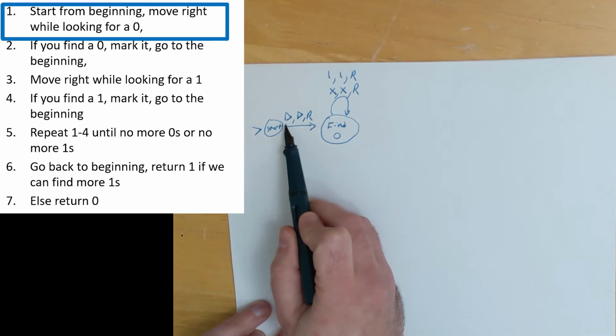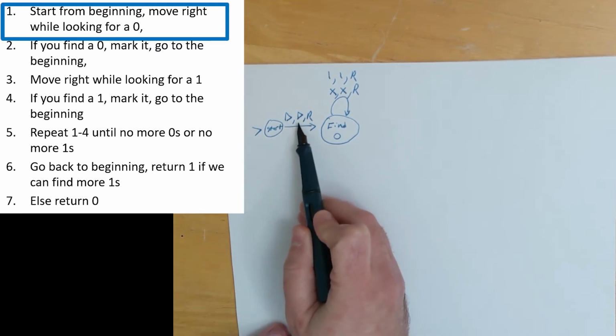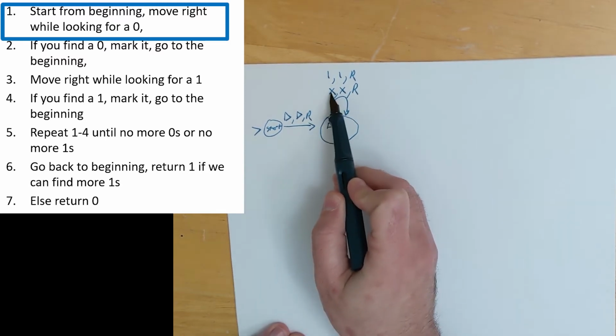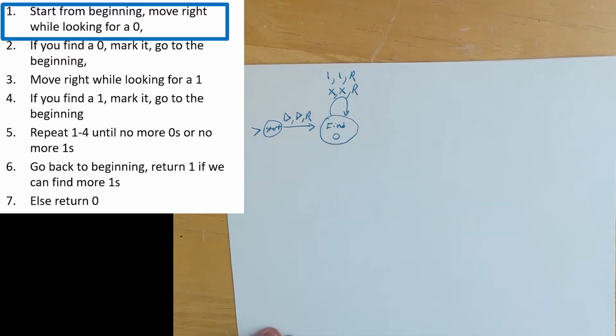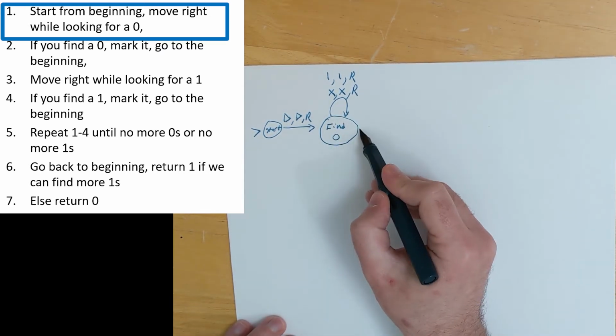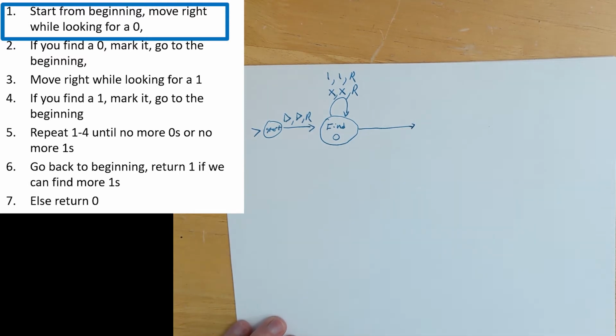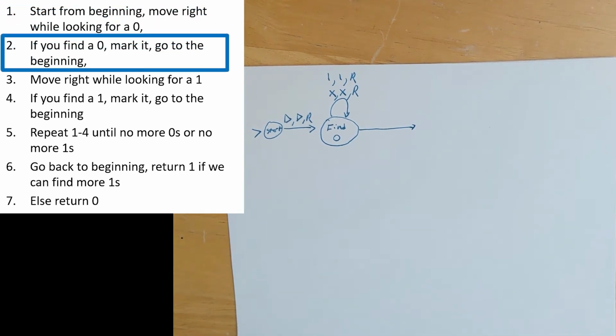So this is saying if I read a start of tape symbol, write the same symbol, which means not change it, and then move to the right. If I see an X, don't change it, move to the right. If I see a 1, don't change it, move to the right. And now, once I have found a 0, then I'm going to be going to the next step in our pseudocode. Once we found a 0, we're going to mark it off.